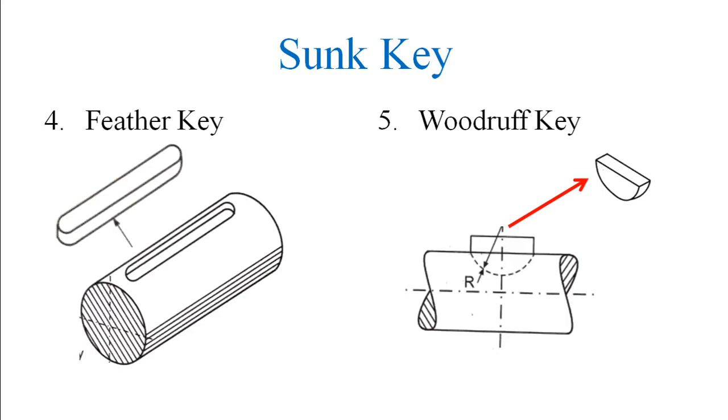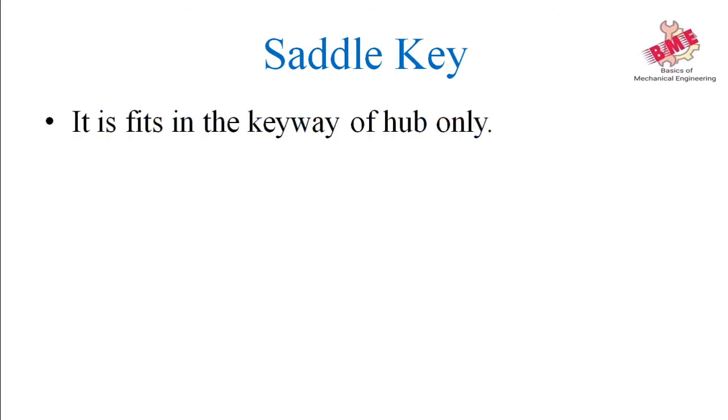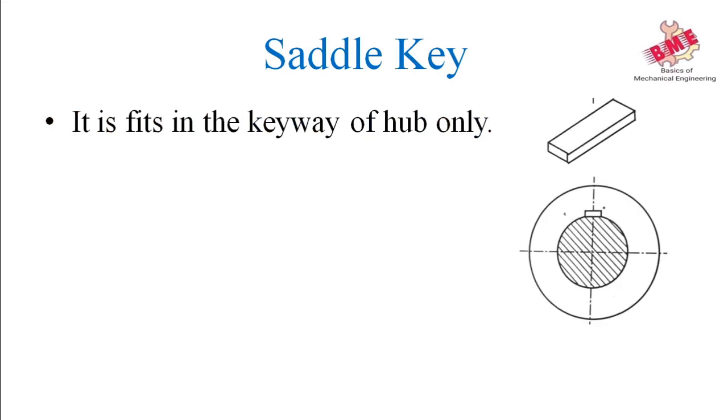Now, the next main type of key is the saddle key. A saddle key fits only in the keyway of the hub. The keyway is absent in the shaft. In the diagram, we can see that the keyway is only on the hub and there is no keyway in the shaft, meaning the key only fits into the hub.